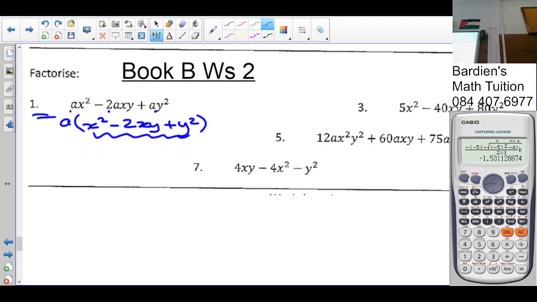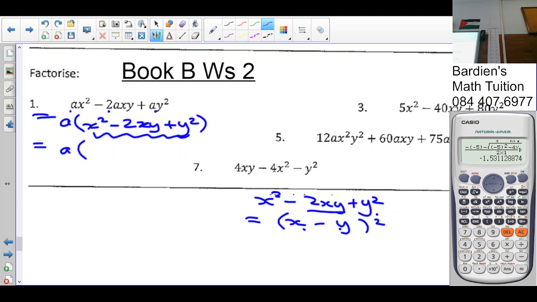square. So if the sum was x squared minus 2xy plus y squared, that would have been (x minus y) squared. x times y times 2 is negative 2xy. So yes, it works. So if it's given in this setting here, it's still a perfect square trinomial. So it's going to be a times (x minus y) squared: square root of x squared is x, square root of y squared is y, and minus x times y times 2 is minus 2xy. So there's a factor. If you multiply the a in, you get that again.